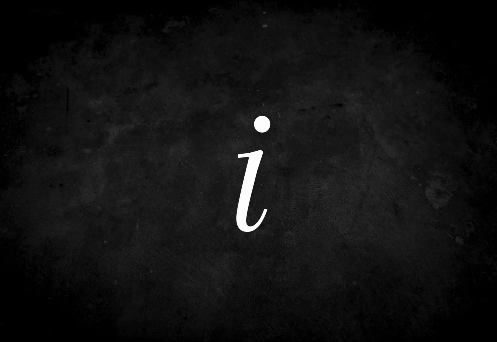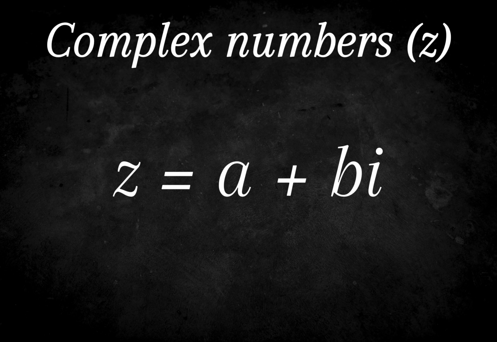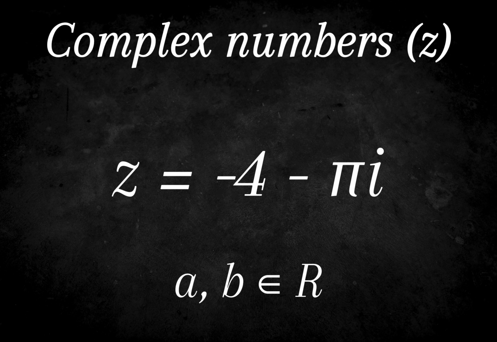With the imaginary unit, we can create complex numbers. A complex number looks like this, a plus bi. It's important to note that a and b are ordinary real numbers. Some examples are 2 plus 3i, or minus 4 minus pi i.